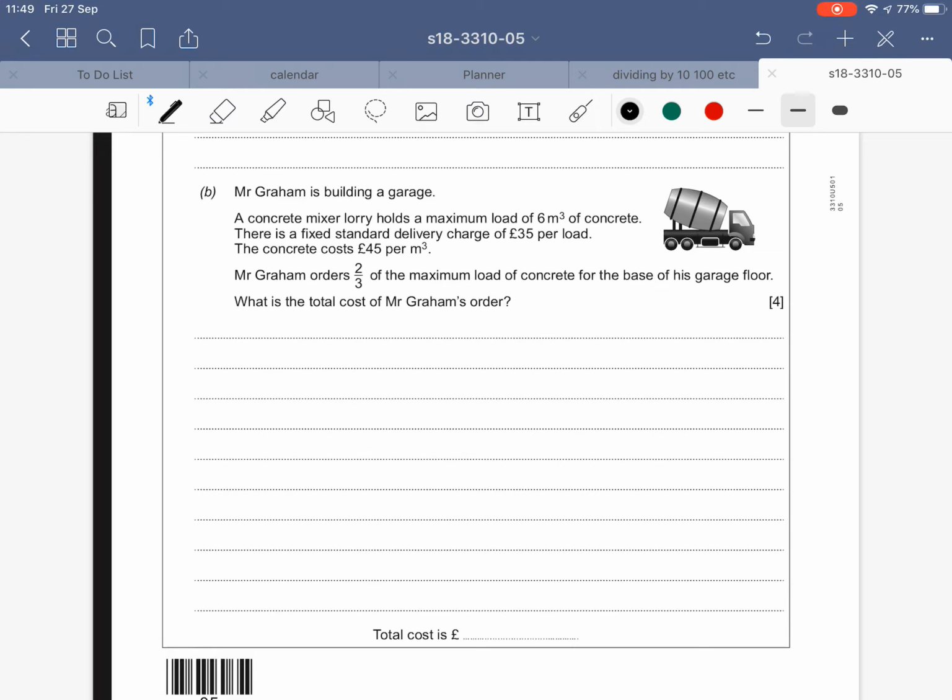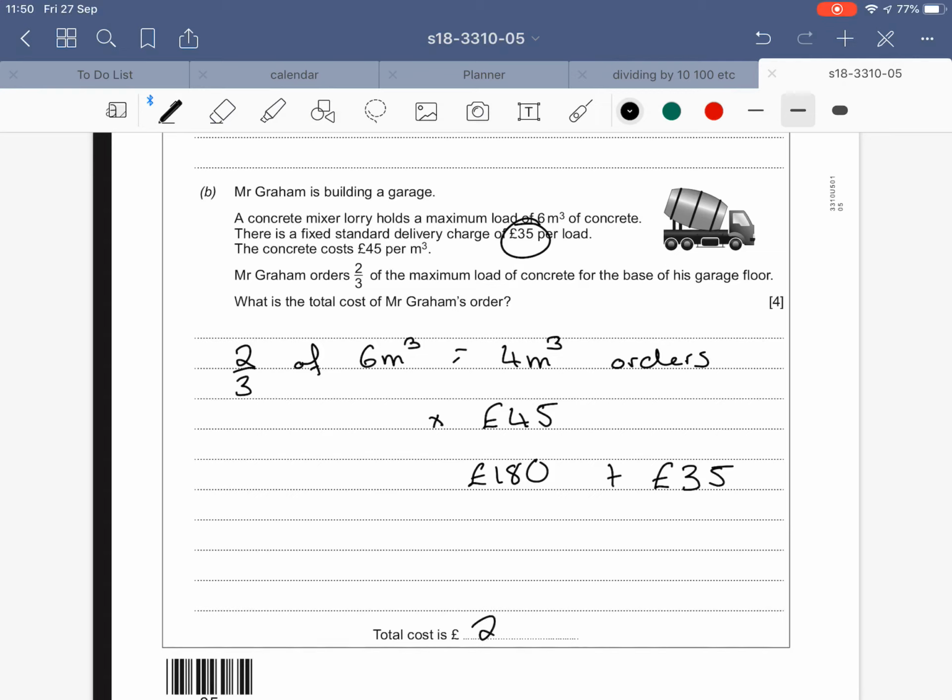So we need to work out how much he orders. So if he only orders 2/3 of what it can hold, so the 6 metres cubed, 2/3 of 6, just divide by 3 times it by 2, which is 4 metres cubed. So that's how much he orders. And it costs £45 per 1 metre, so just times 4 by 45 to get £180. And then the delivery charge is £35. So you've got to add £35 to make £215.